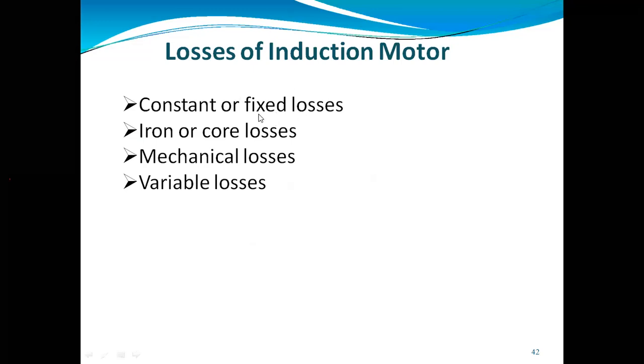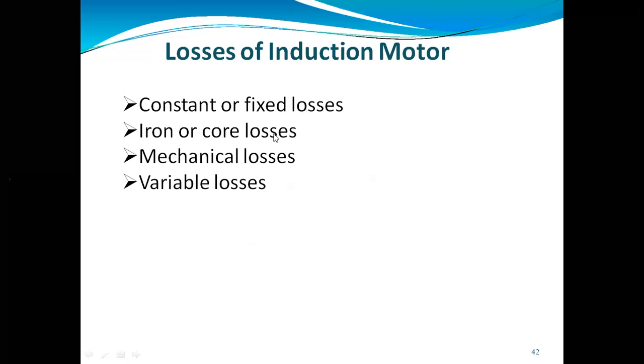That's why we call them fixed losses, because they only depend on the construction of the three-phase induction motor. If we take these losses as constant over the normal working of the induction motor, we can again divide the constant losses into different types: the loss because of the iron and core, the mechanical loss, and the variable loss. It means the constant loss is divided into iron and mechanical losses.